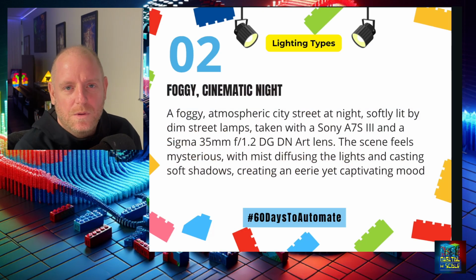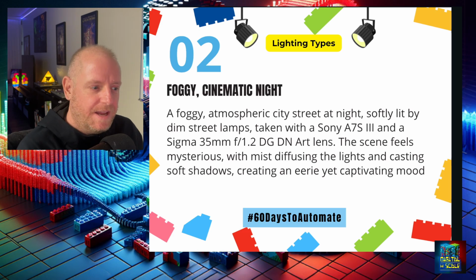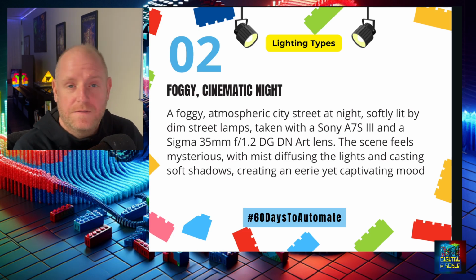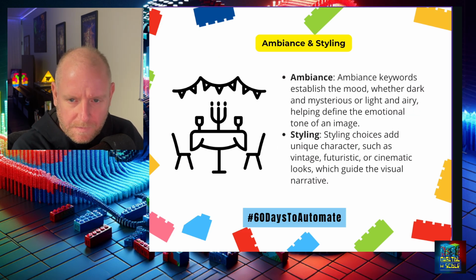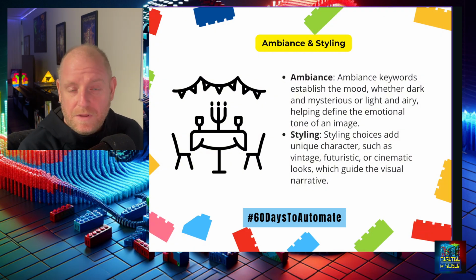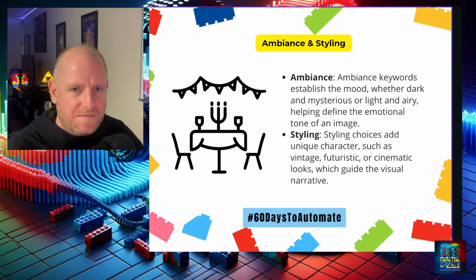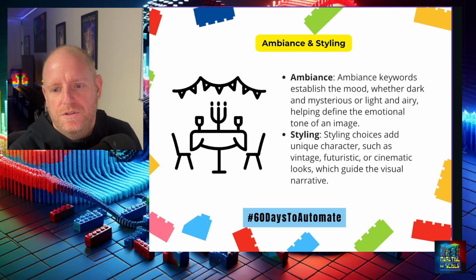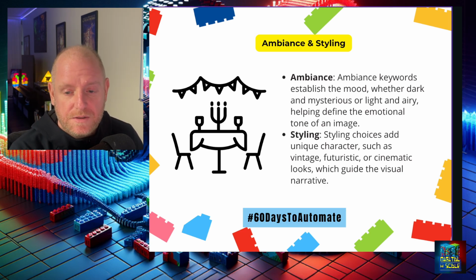All right. You can see how lighting really affects the mood of the different photos. So next we're going to talk about ambience. Do you want it to be dark and mysterious, or light and airy? That sets the emotional tone of the photo. And then there's also the stylistic piece of it.